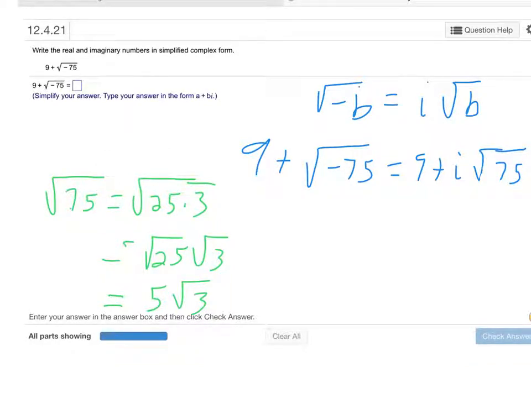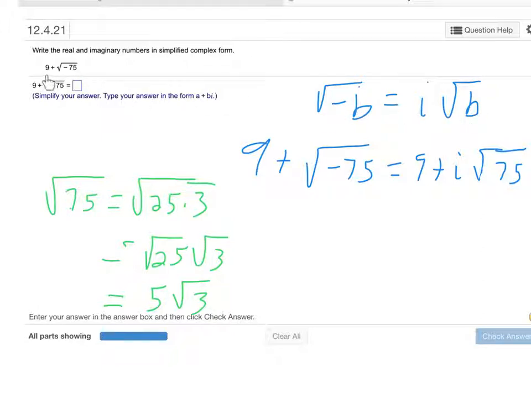Well, I saw your question here. You want to write the real imaginary number in simplified complex form. So you're given 9 plus square root of negative 75. You want to simplify your answer, type your answer in the form a plus bi. Well, first thing I'll point out the definition, the square root of negative b equals i square root of b.